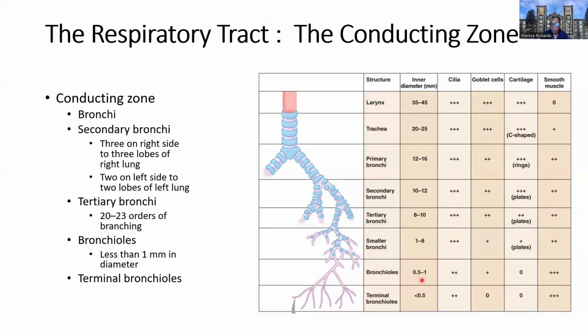Then we get to bronchioles. Bronchioles are very, very narrow in terms of their diameter, about 0.5 to 1 millimeter. And here we see the cartilage completely disappears. So no cartilage at the bronchioles, smooth muscle is increasing, and that is the main structure that keeps the bronchioles open. And then terminal bronchioles is the end of the conducting zone. Here we have no cartilage, lots of smooth muscle, very, very small diameter, and then we have cilia and goblet cells, or no goblet cells, but cilia.